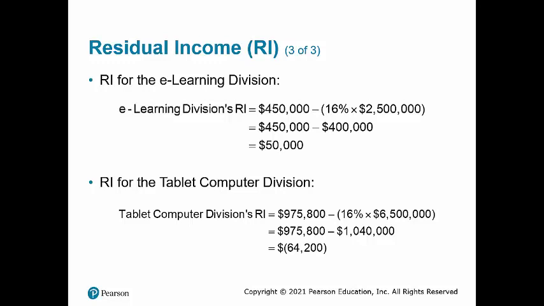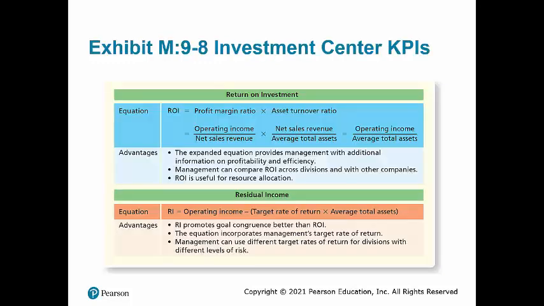A company may prefer to use RI over ROI for performance evaluation because RI is more likely than ROI to lead to goal congruence. This is because each project is evaluated on whether it yields a positive or negative residual income, not on whether it will increase or decrease a division's residual income, as was the case with ROI. This exhibit summarizes the KPIs for investment centers.